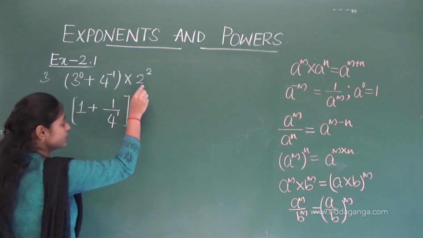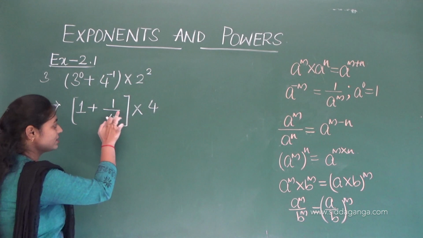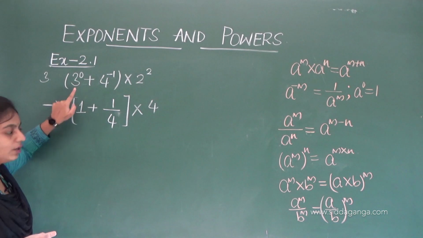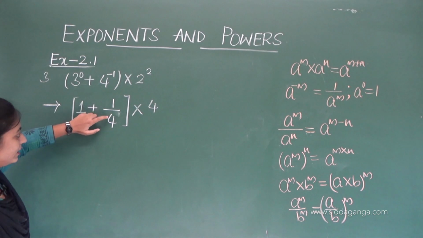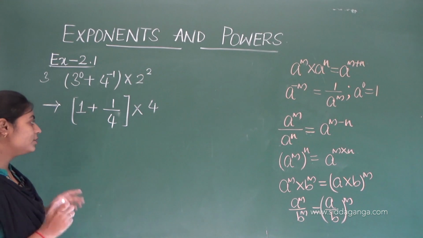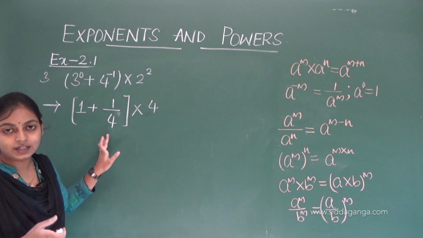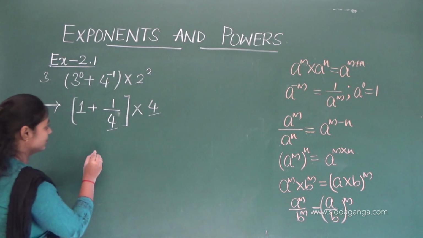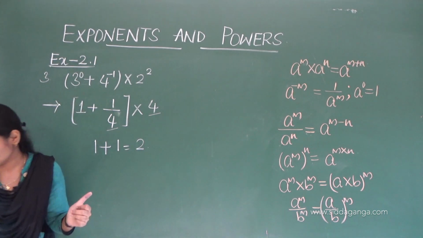Into 2 square is nothing but 4. 2 into 2 is 4. 4 raised to 1 or 4 is nothing but 4. So 3 raised to the power of 0, or a raised to the power of 0, is 1, plus 4 to the power of minus 1. So we can write it as 1 divided by 4 into 2 square is 4. Usually when such problems are given, when one is in the numerator and one in the denominator we can cancel. So you cancel 4 and 4. 1 plus 1 into 1 is 1, that is equals to 2, you might write easily.